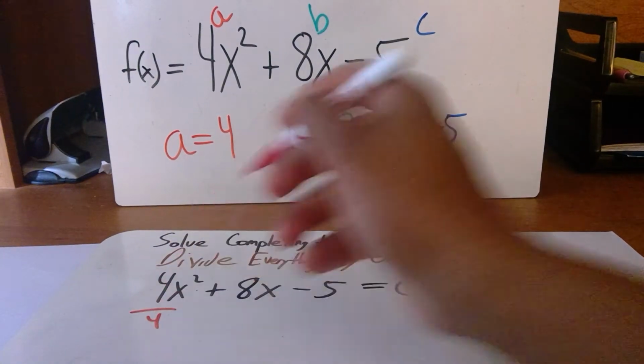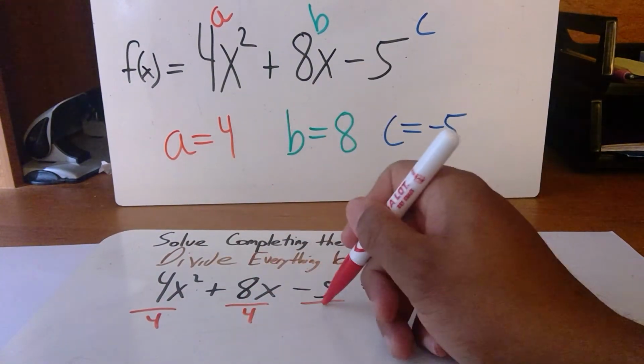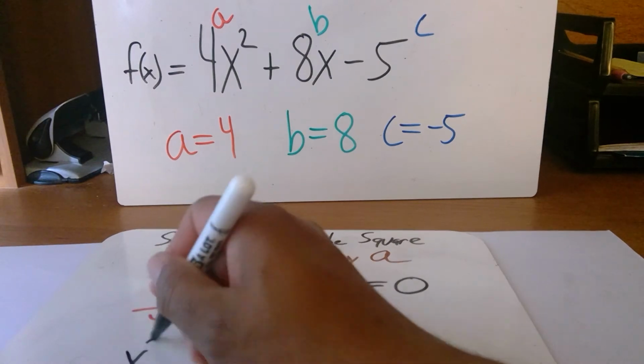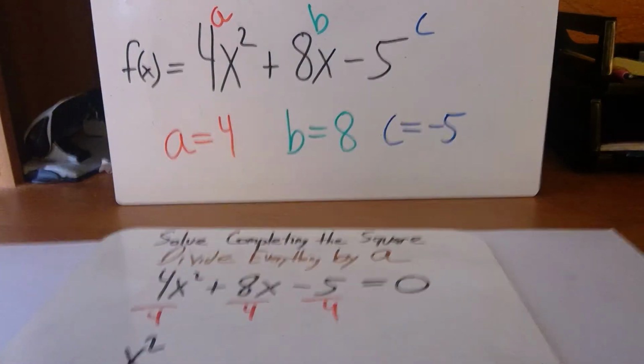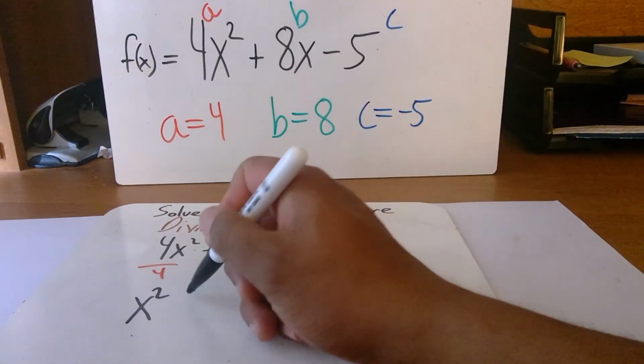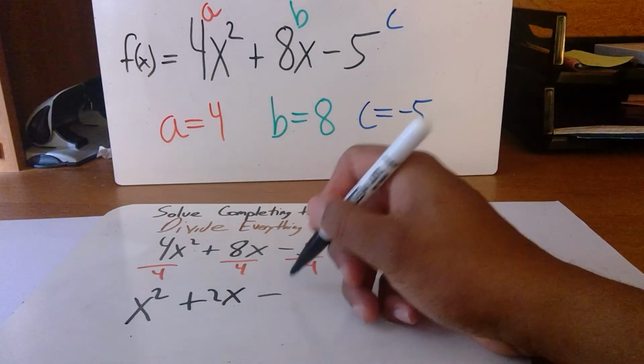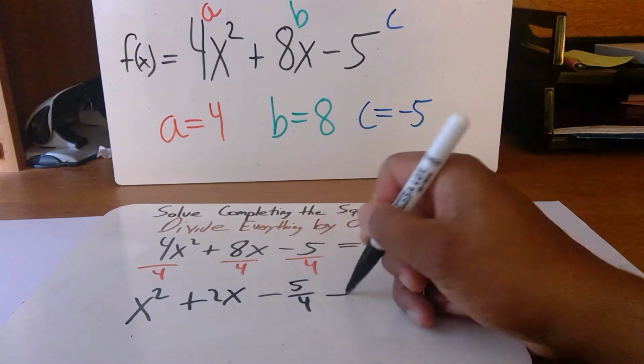A gets divided by 4. B gets divided by 4. C gets divided by 4. Easy as ABC. Everything divided by 4, which is the leading coefficient is 1. That would be x squared. Now we have a 2x. That's your new b. And c is now -5/4.